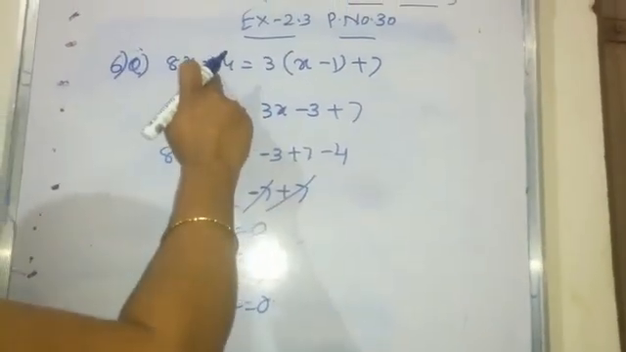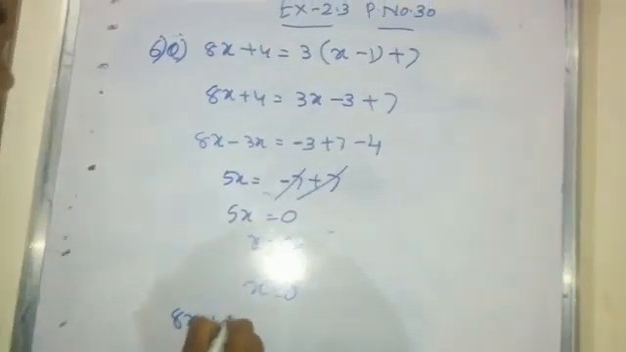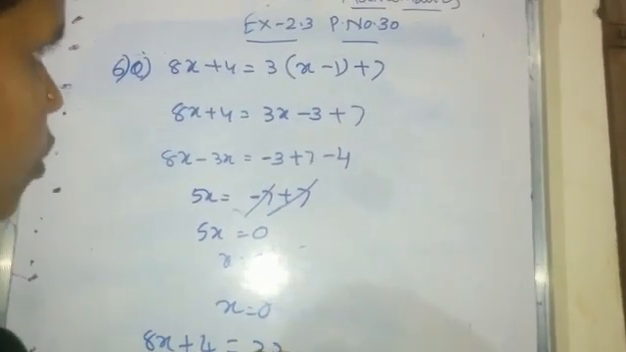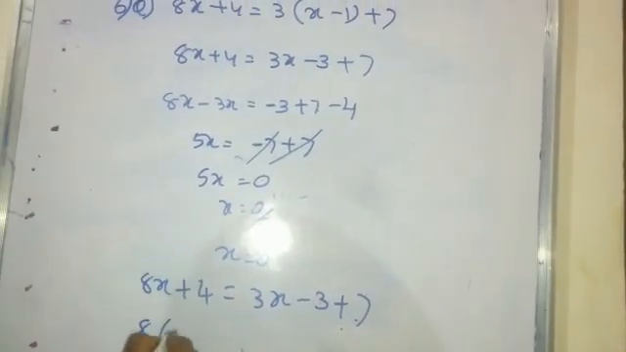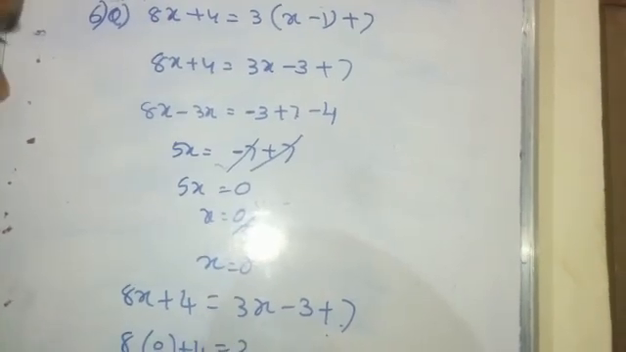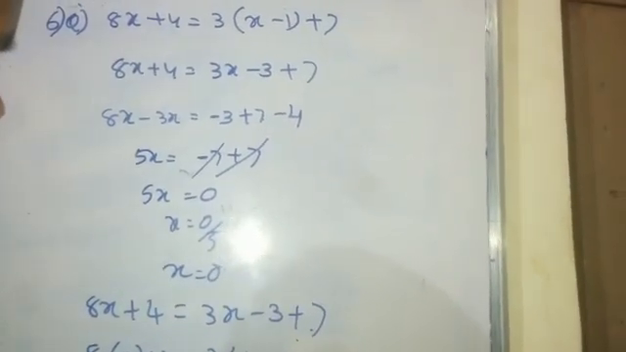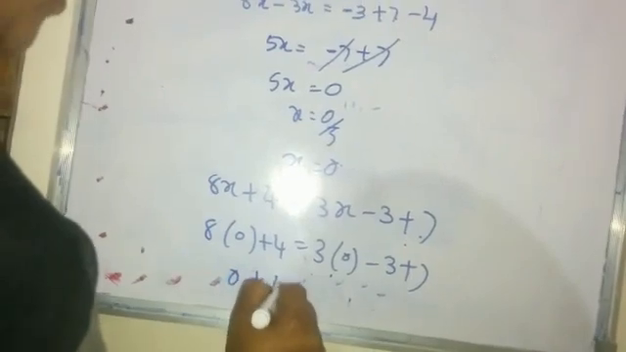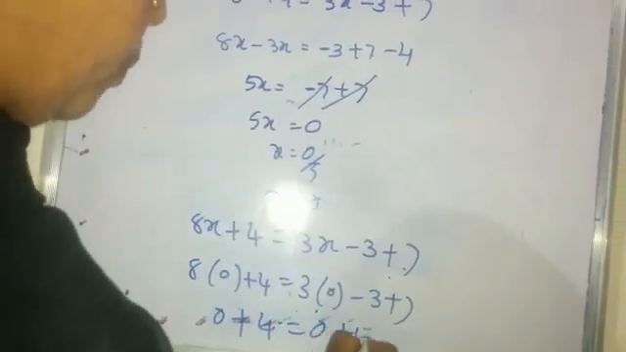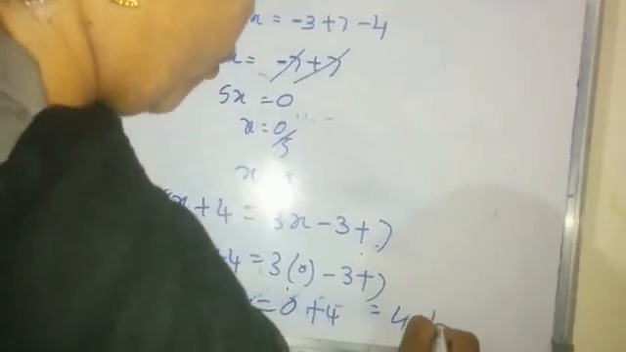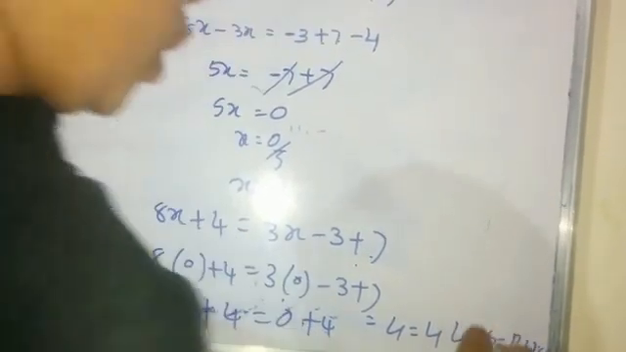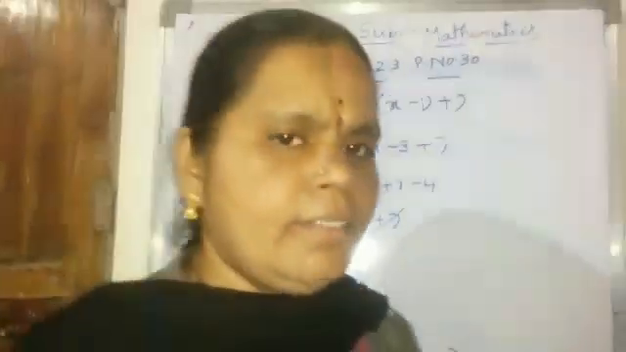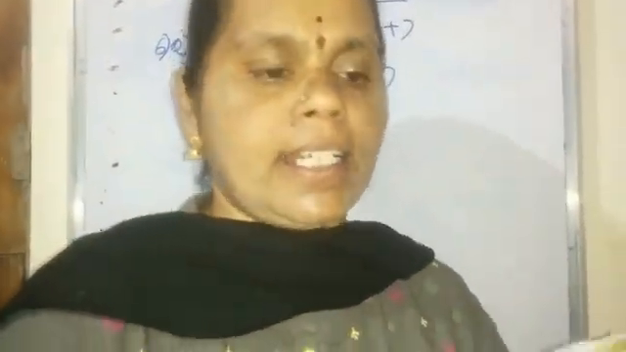So substitute 0 in the given linear equation. So 8x plus 4 is equal to 3x minus 3 plus 7. Now see, 8 into 0 plus 4 is equal to 3 into 0 minus 3 plus 7. So 0 plus 4 is equal to 0 plus 4, which is 4 is equal to 4. So therefore LHS is equal to RHS. See children, we will complete the next sums in the next class. Thank you.